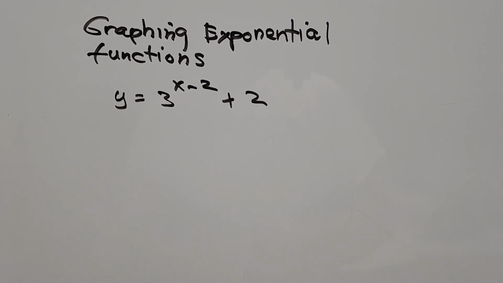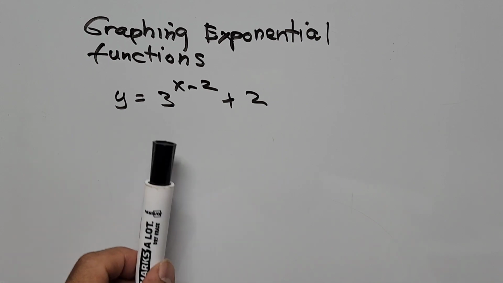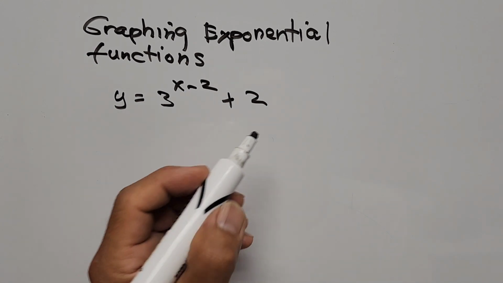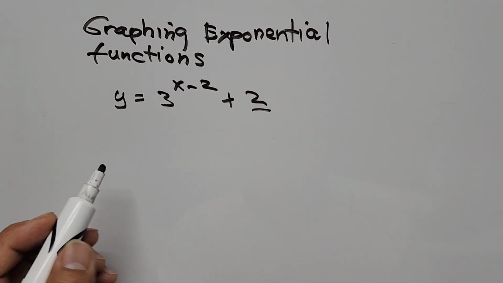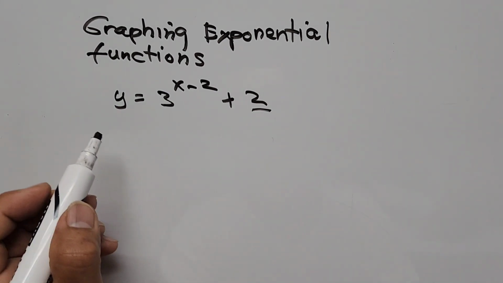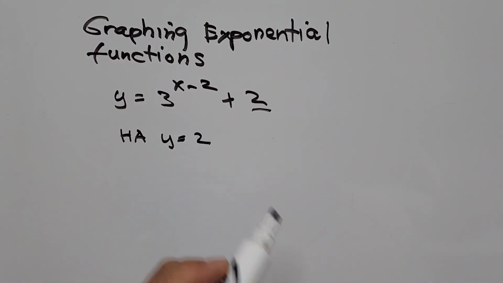So now we're graphing exponential functions, and later we'll be graphing logarithmic functions. So we have here an equation or a function f of x or y is equal to 3 to the power of x minus 2 plus 2. So how do we graph this function? Or what do we need to graph this function? So take a look at our function or our equation. 2 right here is the horizontal asymptote of the exponential function. So horizontal asymptote, that's y is equal to 2.